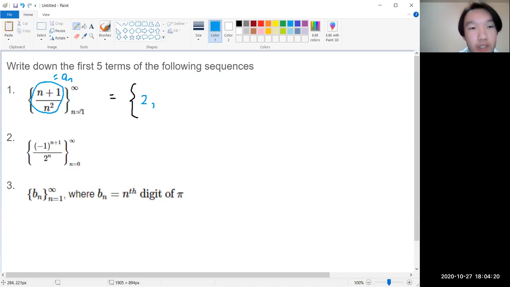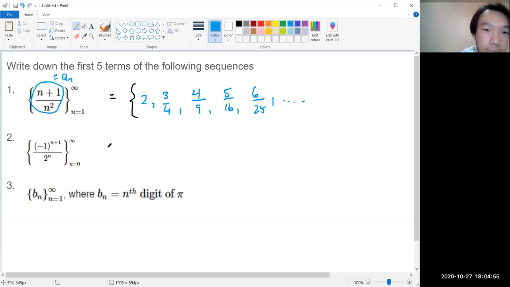And then the next number is when the index is 2, so that's 2 plus 1 over 2 squared, which is 3 over 4. And then you plug in n equals 3, which is 4 over 9. And then, yeah, you guys get the point. So the next one is 5 over 16 and 6 over 25, and so on and so on. Okay, let's do the next one.